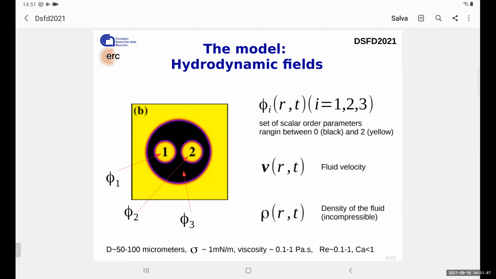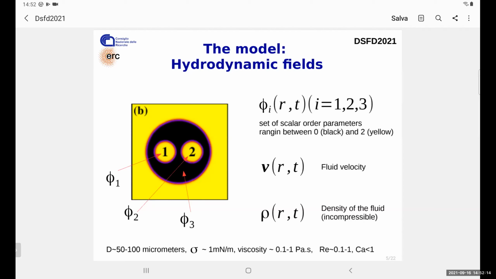So basically, we are considering droplets with a diameter ranging between 10 and 100 micrometers. The surface tension is about 1 millinewton per meter, more or less. This is sort of a mapping we created between our simulation experiments. The viscosity ranges between 0.1 and 1 Pascal second, and the Reynolds and capillary numbers are generally low. So typically they fit within the usual numbers in microfluidic experiments.